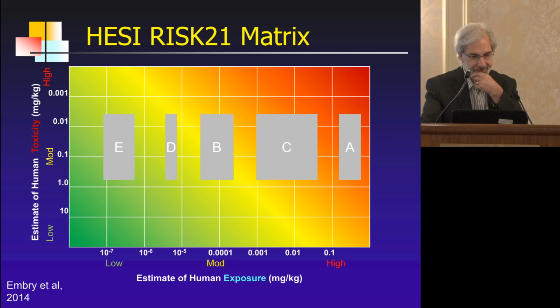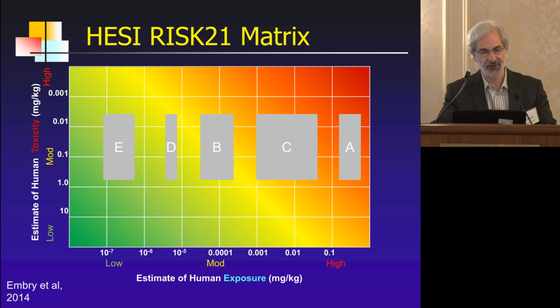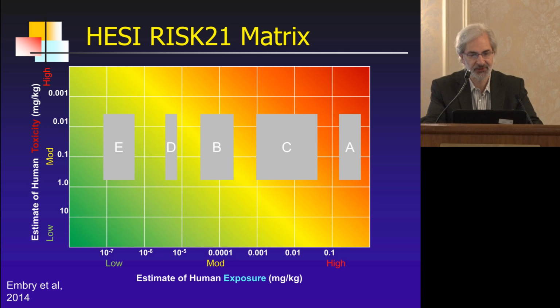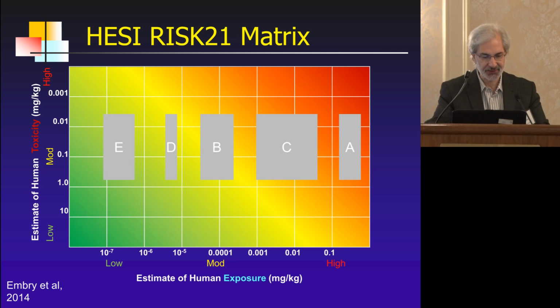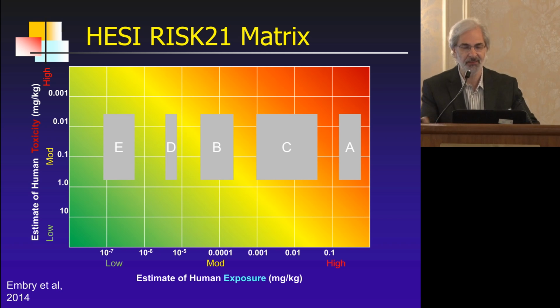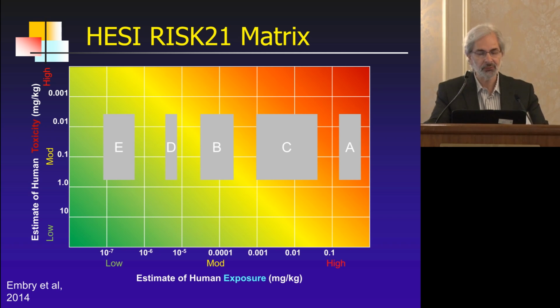And this is another ILSI activity. This was the Health and HESI branch, which developed the so-called Risk 21 roadmap and matrix. There are 3 papers on this published so far, and we're going to publish some more. But this part, the matrix, is a clear visual representation of the margin of exposure. It's a way of visualizing the margin of exposure.